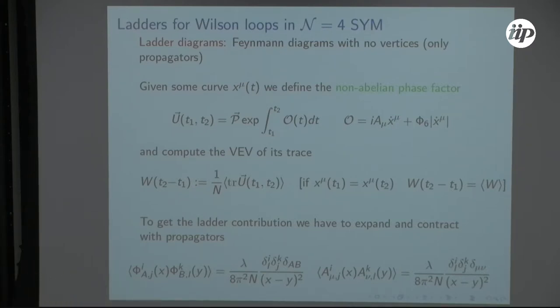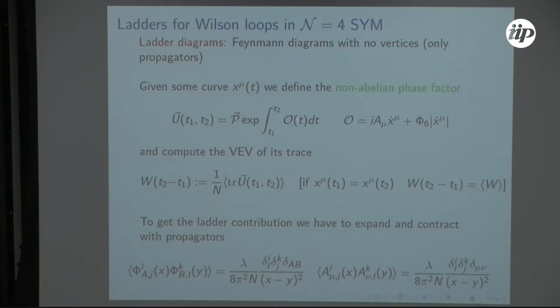Good. Okay. So what I'm going to do is let me define this non-abelian phase factor. This is more or less like an open version of the Wilson loop operator we have. So it's still a path-ordered exponential of a contour integral, but now this is open in the sense that it is not traced. It's an open trajectory.